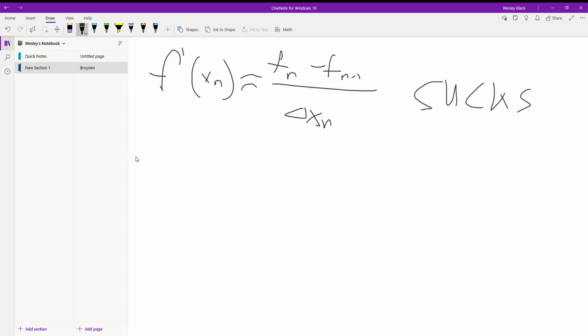We're here to say that x of n plus 1, your next value in your iterative series, is going to be x of n minus the function evaluated at n over the function derivative at n. Cool, that's better. That's way better than whatever we were doing for secant method.